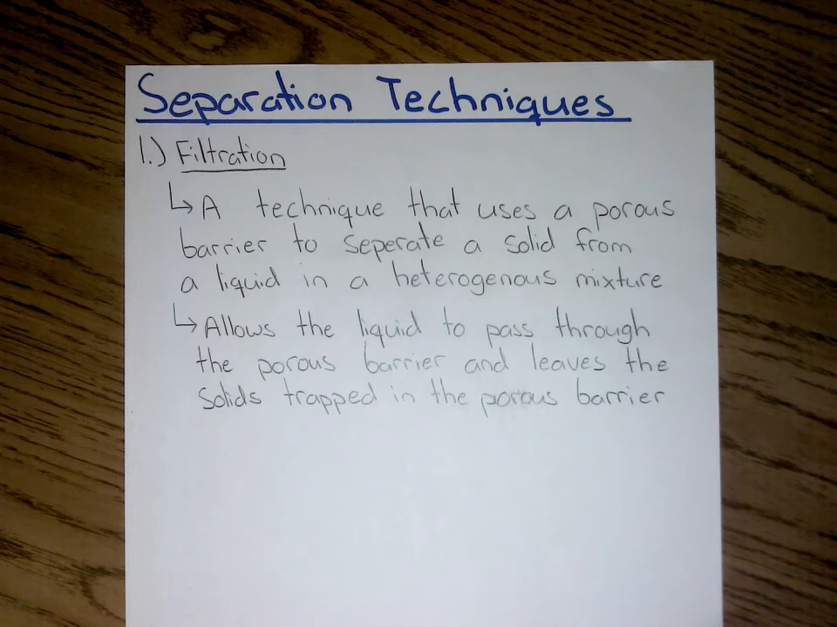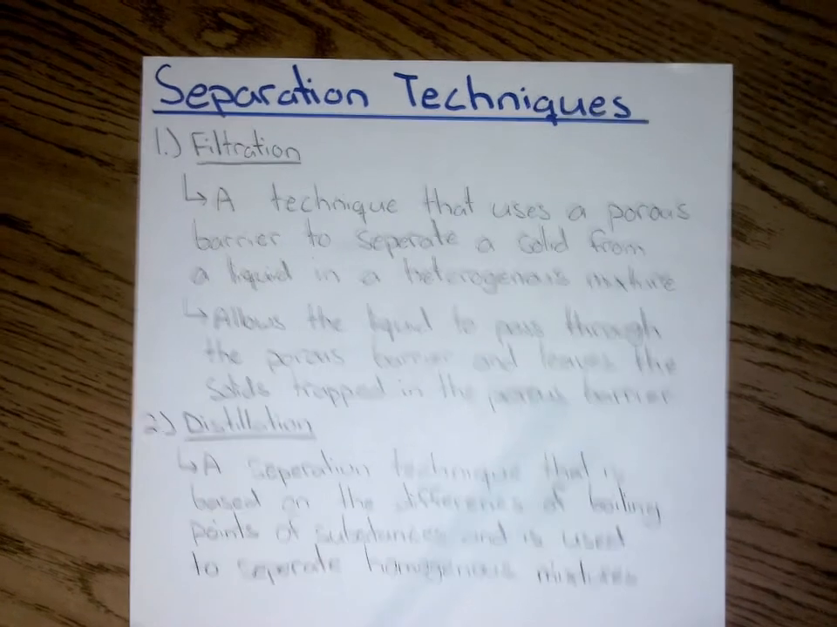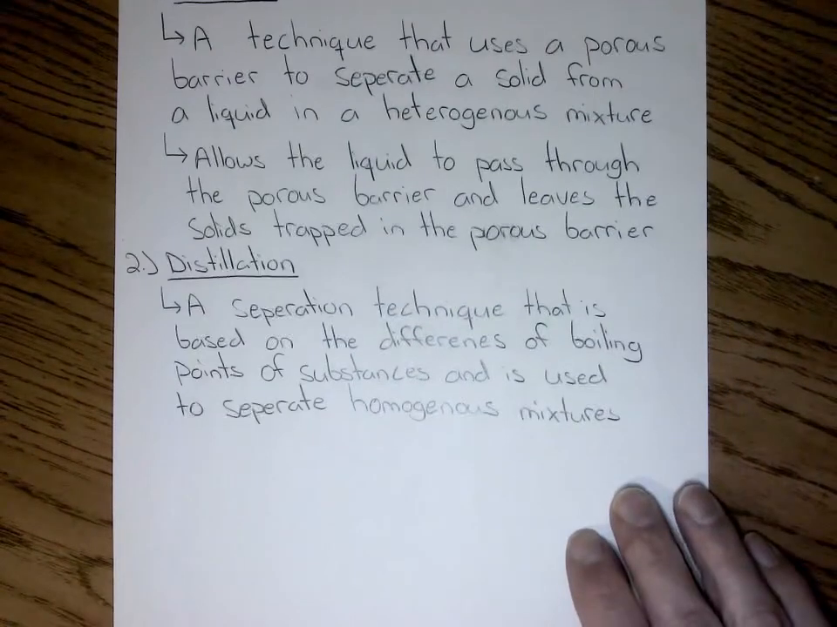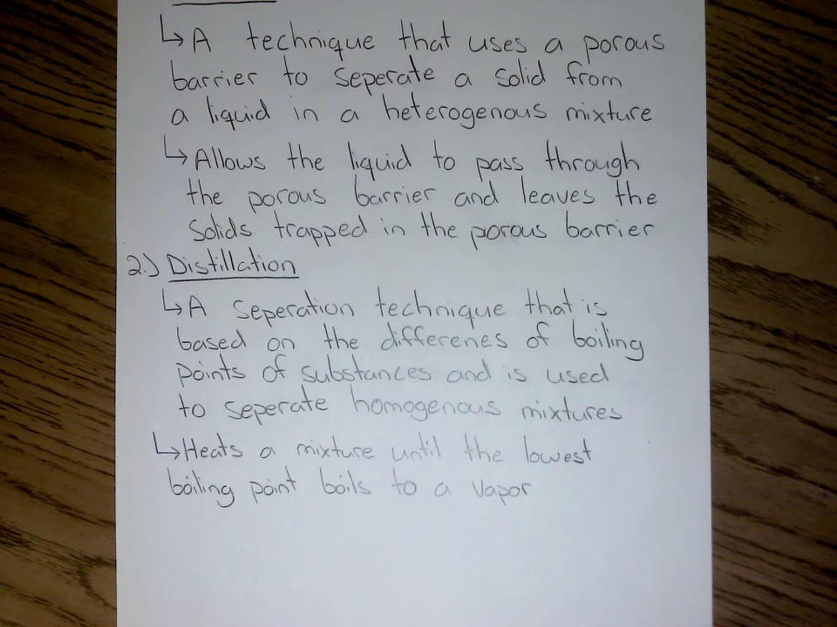Now, another technique here that I want to discuss on this page is distillation. Distillation is a separation technique that is based on the differences in the boiling points of substances. Distillation specifically separates those homogeneous mixtures, and how it does it is it heats the mixture until the lowest boiling point boils to a vapor. Once that liquid is boiled to a vapor, the vapor is condensed into a liquid and can be collected.